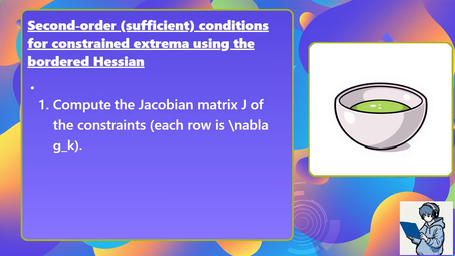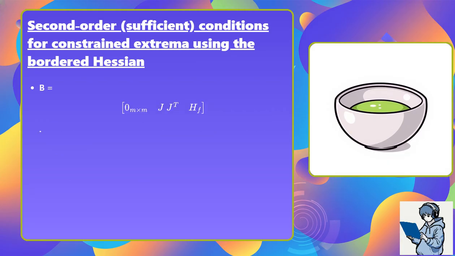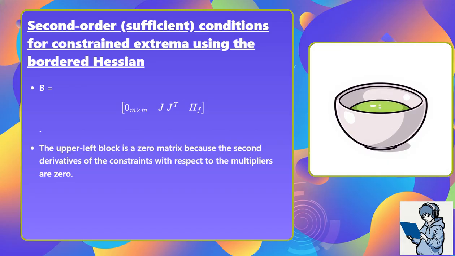Compute the Jacobian matrix J of the constraints. Each row is nabla g sub k. Form the bordered Hessian B: B equals a block matrix with a zero block of size m by m in the upper left, J in the upper right, the transpose of J in the lower left, and Hf in the lower right. The upper left block is a zero matrix because the second derivatives of the constraints with respect to the multipliers are 0.